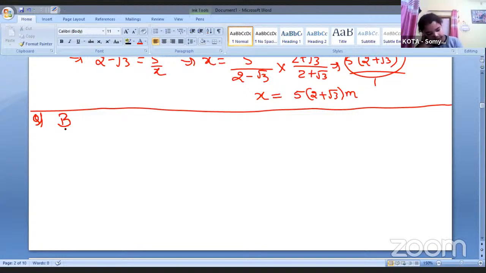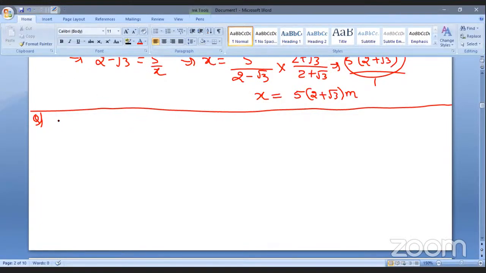Let B be the point 30 meters vertically above the point A. If the angle of elevation of the top of the tower from B is 30 degrees, then the distance in meters of the foot of the tower from the point A is what? So you have to find that distance.